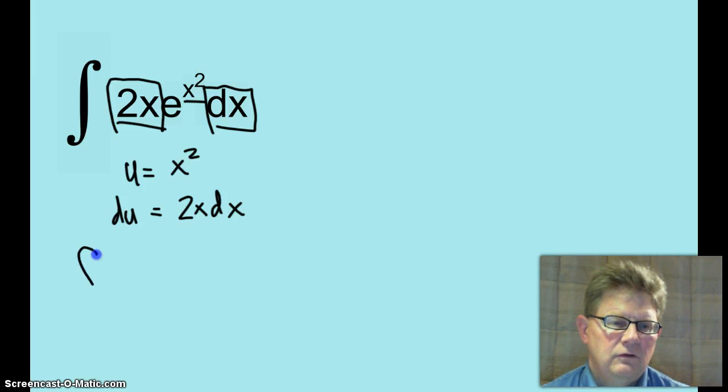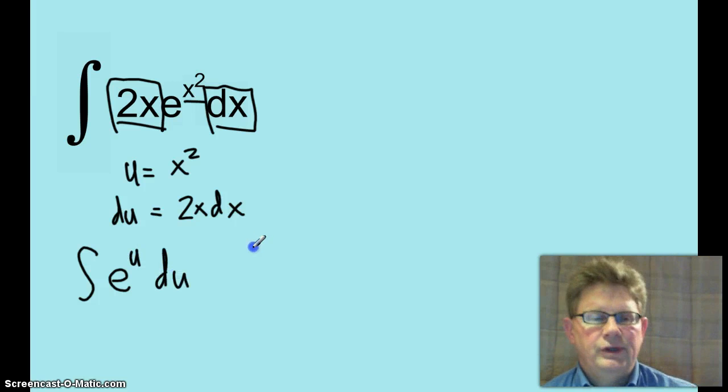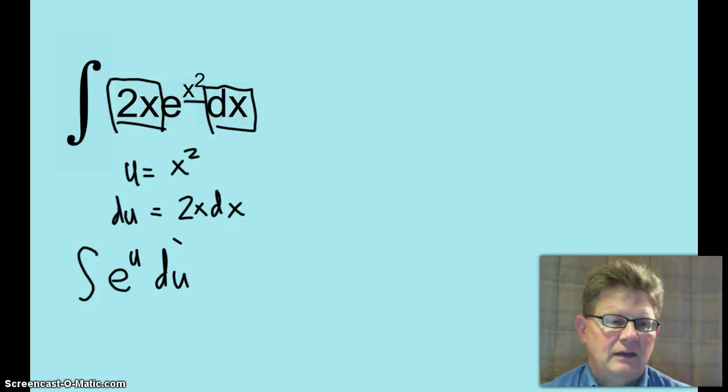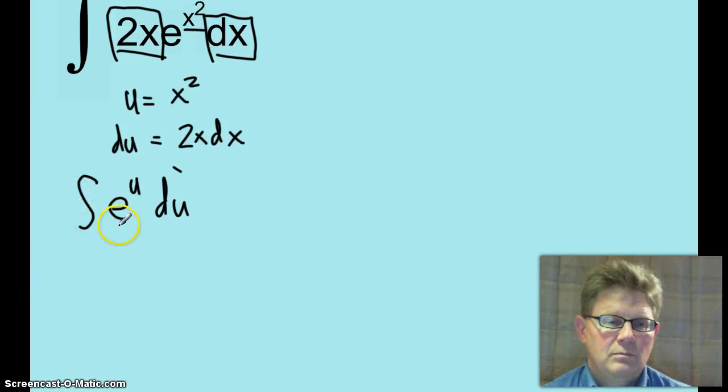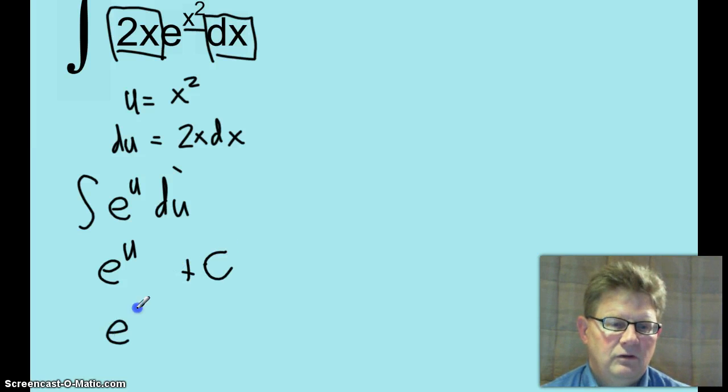So this is going to be the integral of e to the x squared, but x squared is u, du. And we've completely changed the look of that integral, but we've made it a whole lot simpler. The antiderivative of e to the u is simply e to the u plus some arbitrary constant. So our final answer, we'll substitute that u back in again: e to the x squared plus c.